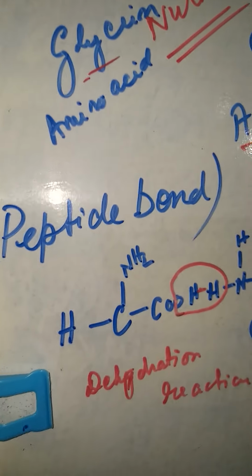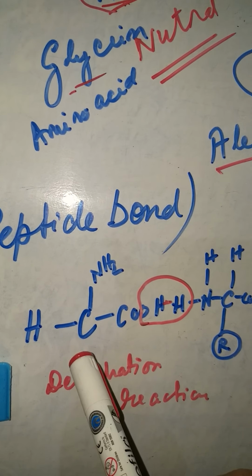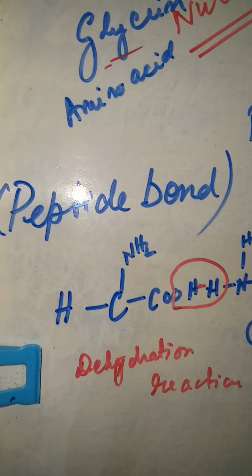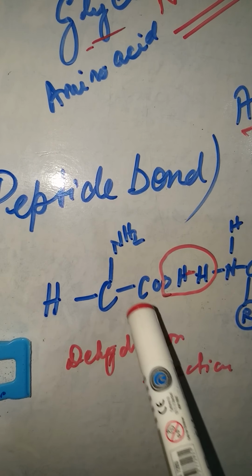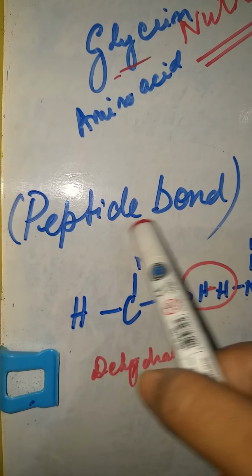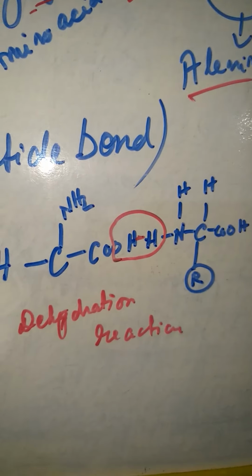Now you see, as in the case of carbohydrates, we saw that one molecule of glucose is joined to another molecule of glucose through a glycosidic bond. And here in the case of amino acids, one amino acid is linked to another by a peptide bond, and when we have a long chain, we call it a polypeptide.